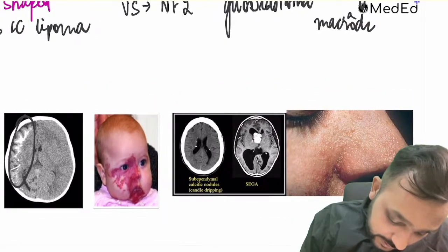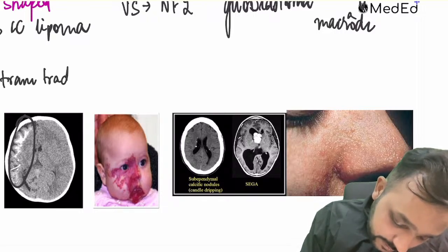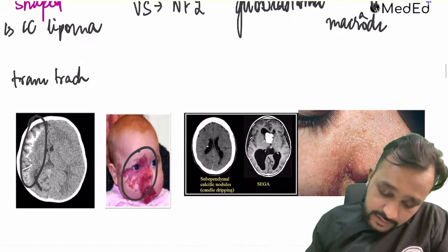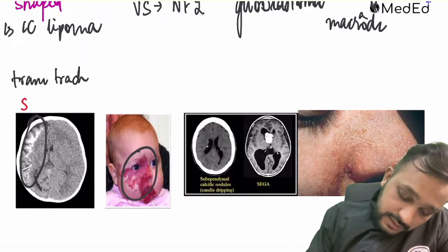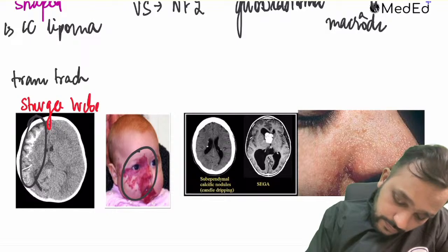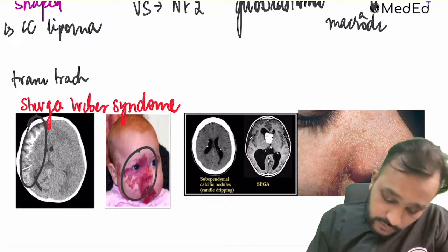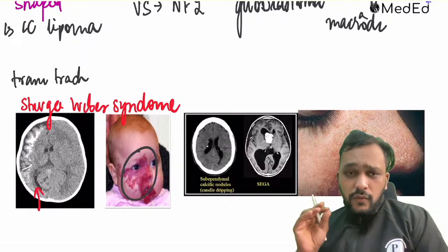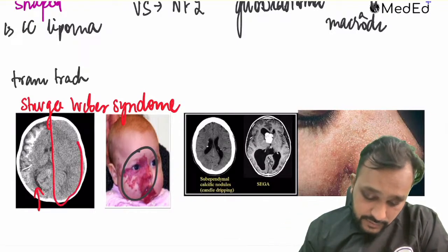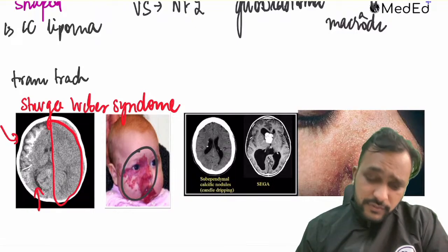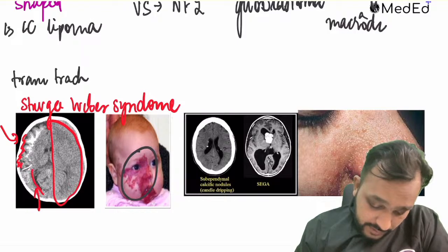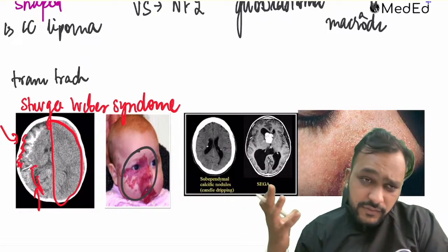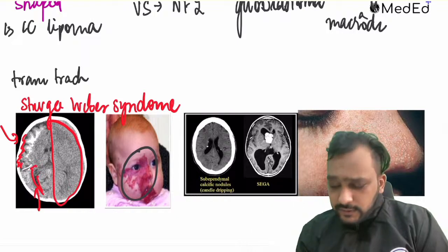So here in this case we can see that there is tram track shaped calcification and there is discoloration of the face, in the region of maxillary nerve distribution. So this is your Sturge-Weber syndrome. And in this Sturge-Weber syndrome, if you look at the brain very carefully, you can see that there is atrophy of only one cerebral hemisphere. The other cerebral hemisphere is completely normal, whereas in the right cerebral hemisphere you can see that the sulcal spaces are prominent, even the ventricles are prominent. This is because of the atrophy of the right cerebral hemisphere. So this is a case of Sturge-Weber syndrome.